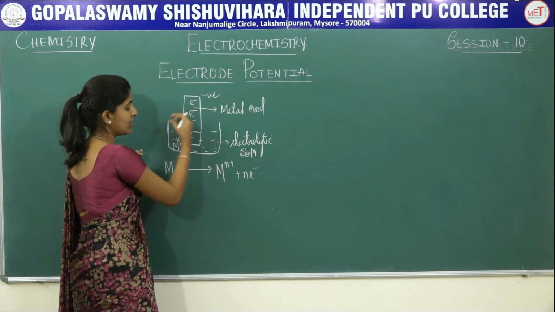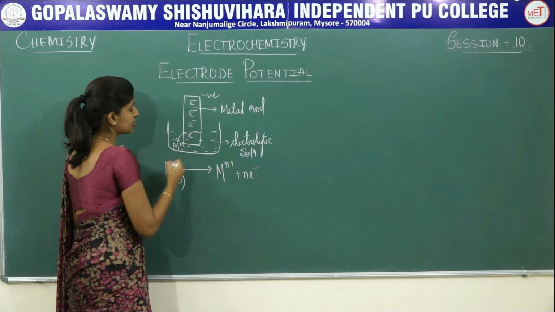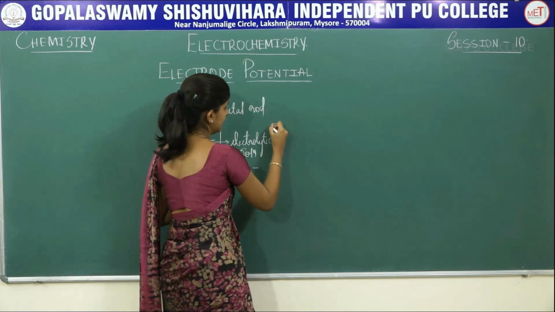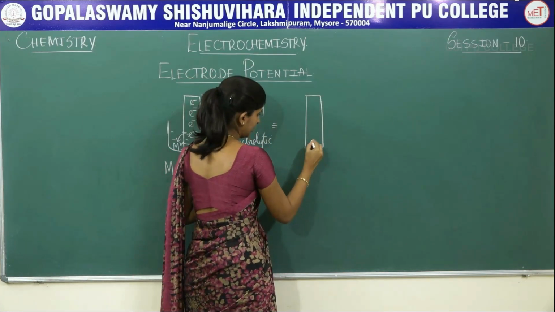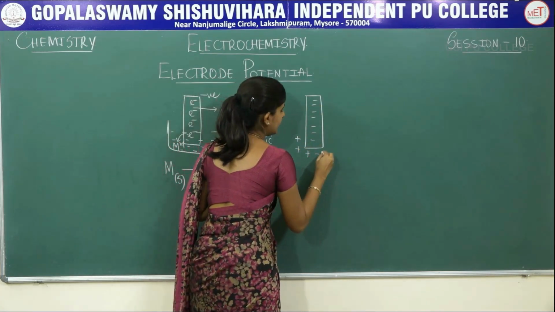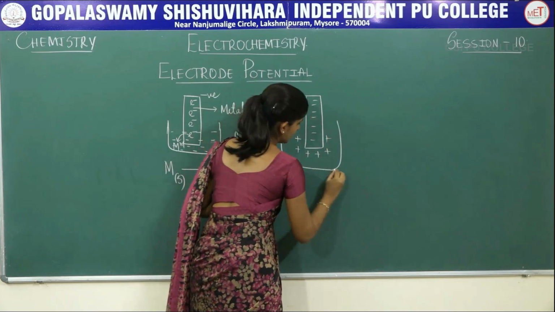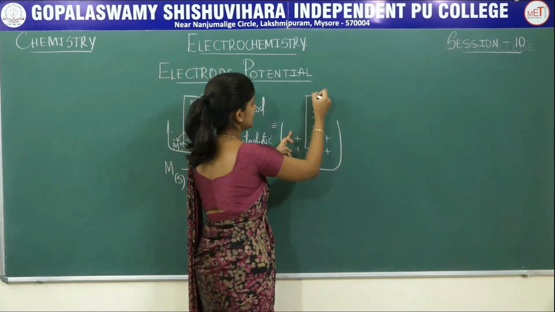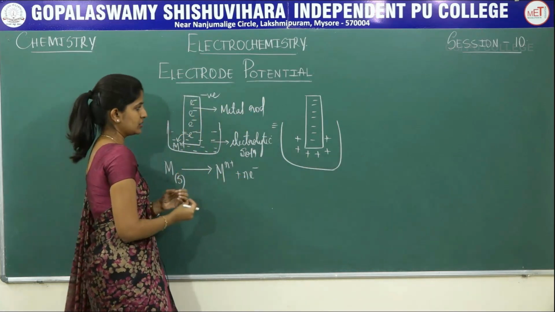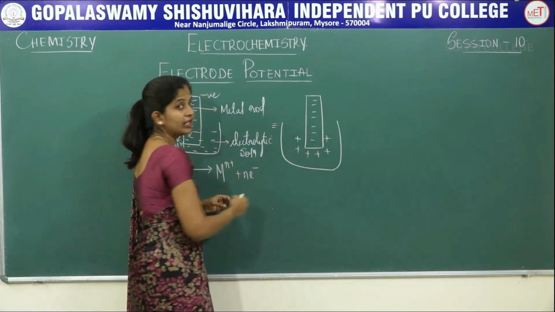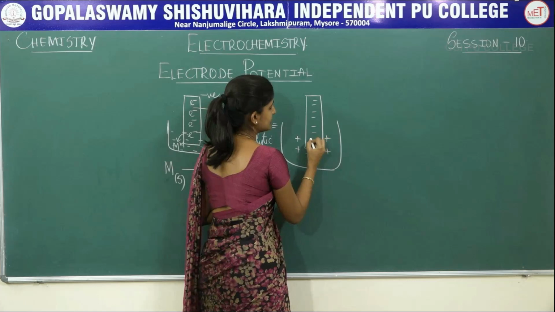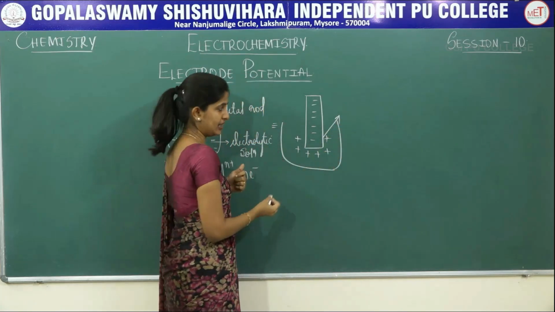Since the Mn+ ions are coming into the electrolyte, the positively charged ions have increased in this electrolytic solution. I can depict it like this. If this is an electrode, these are negatively charged electrons, and the electrolytic solution has an increased positive charge, surrounded by cations that have entered the electrolytic solution. Now, due to this charge separation, a potential difference is developed.